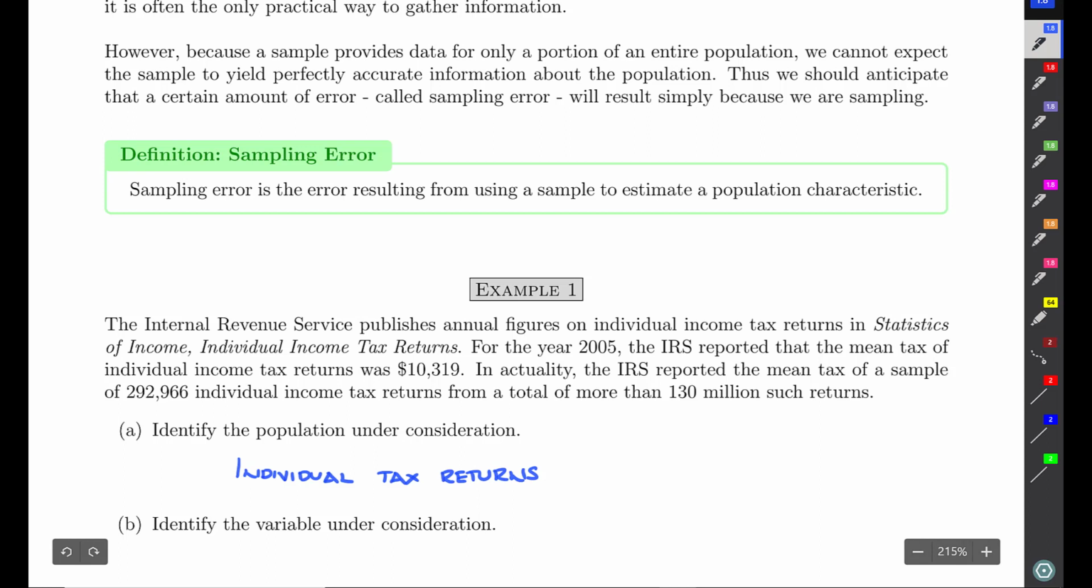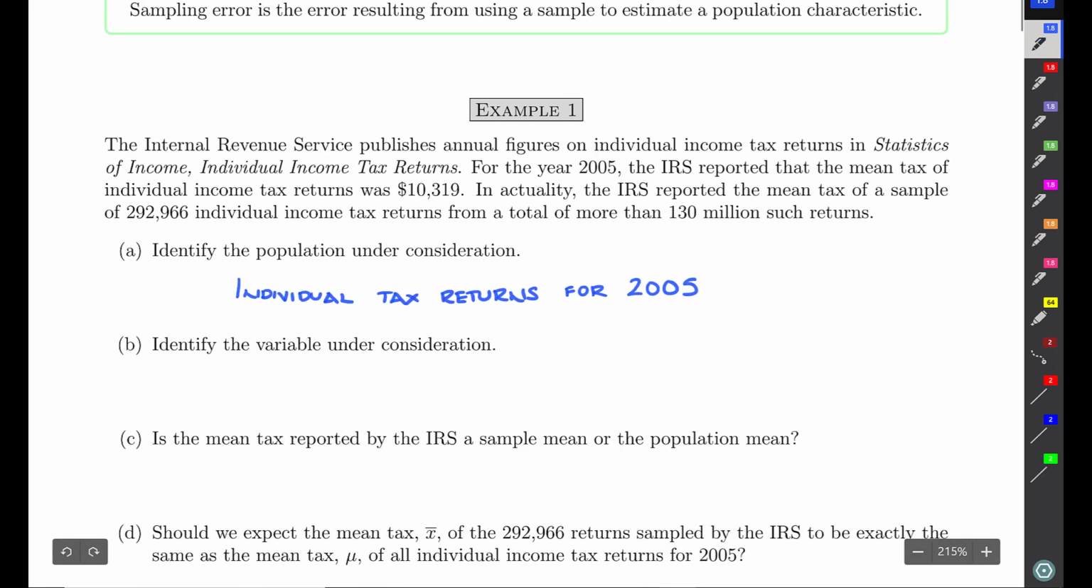Individual tax returns for 2005. And then we want to identify the variable that we're considering in this particular example. The variable on that one is just the amount of income tax.